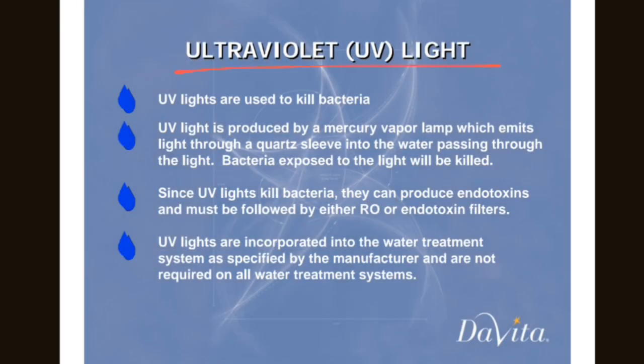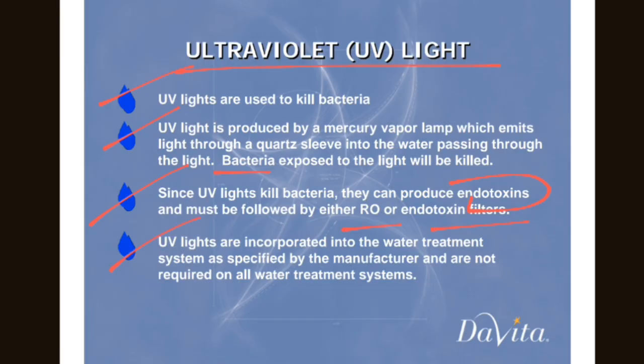Ultraviolet light. UV lights are used to kill bacteria. UV light is produced by a mercury vapor lamp, and bacteria exposed to the light will be killed. Since UV lights kill bacteria, they can produce endotoxins. For people who don't know what endotoxins are, this is the dead body of our bacteria, and it must be followed by either an RO plant or an endotoxin filter.